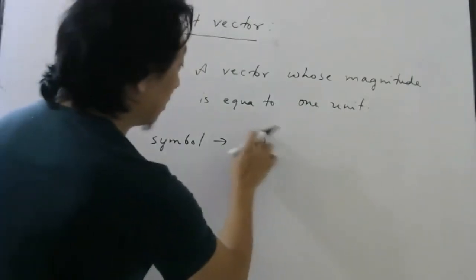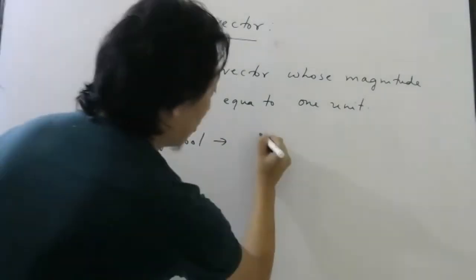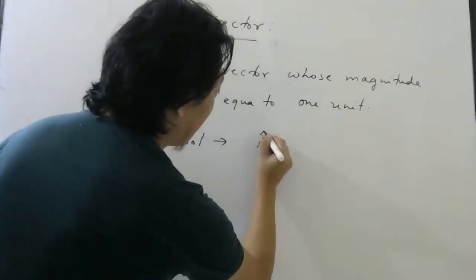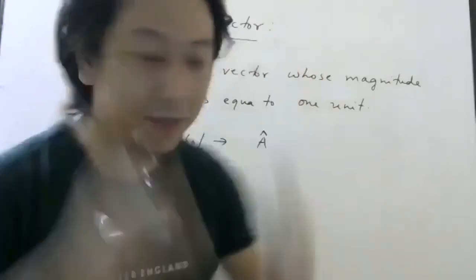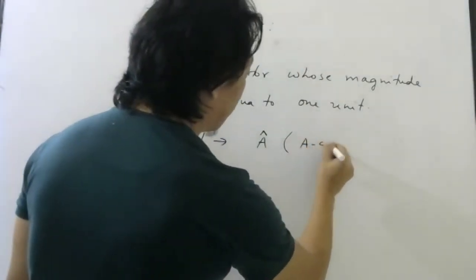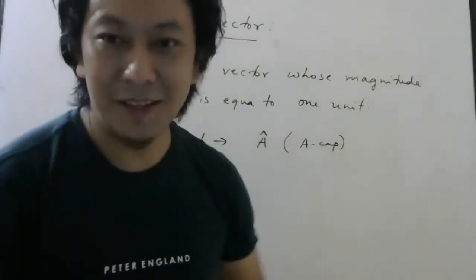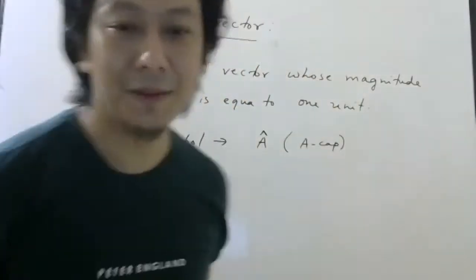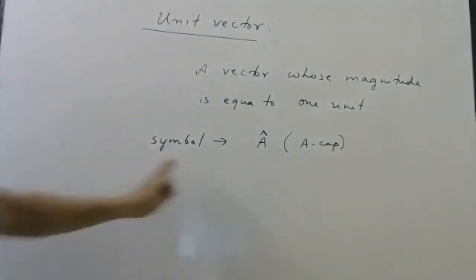So what we do is, to represent a unit vector, we write any symbol. On top we put this cap. So like this we write a cap, we call it cap. While talking you have to say A cap. In the US and elsewhere they say A roof, but in India we say A cap. So the symbol is A cap.